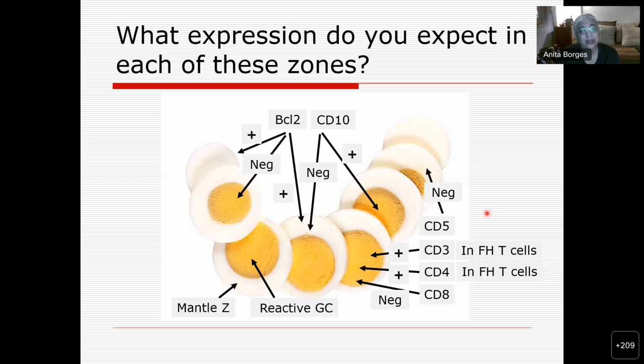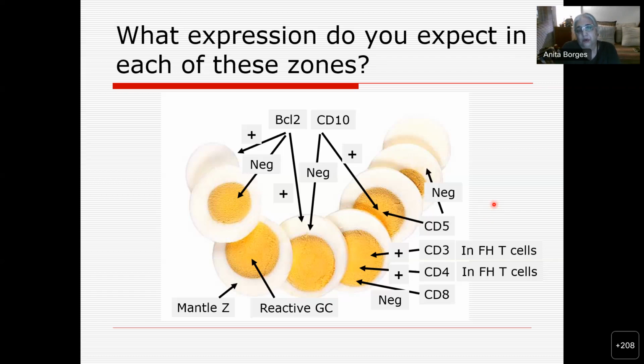When you get CD5 being expressed in a mantle, not T cells, but CD5 being expressed, then you should worry. This is probably an early mantle cell lymphoma, okay? Because CLL and mantle cell lymphomas are B cell lymphomas that express a T cell marker, and that is CD5. So CD5 should be negative in the mantle.